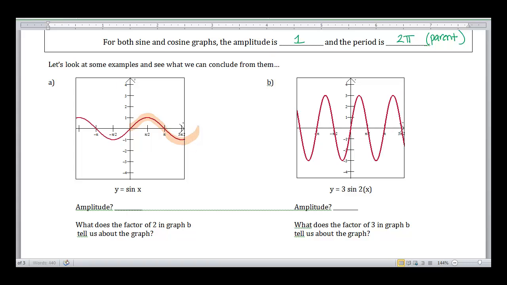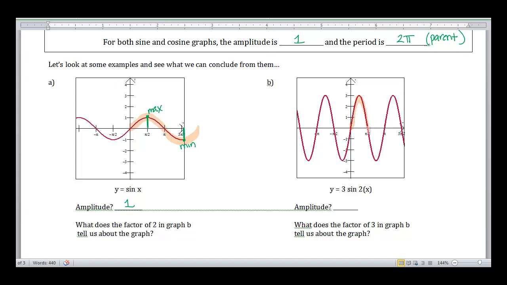If I want to look at my amplitude, I have to look at how high from the midline or how low from the midline my max point or my min point is. Here we're only going up a unit of 1 or down a unit of 1, and so my amplitude is just 1.